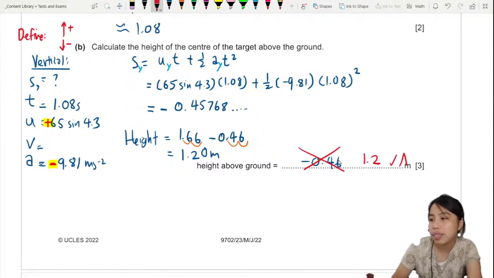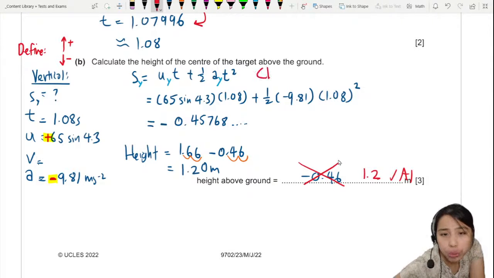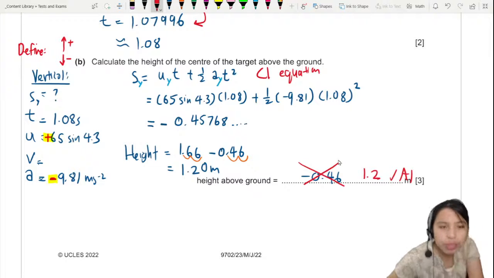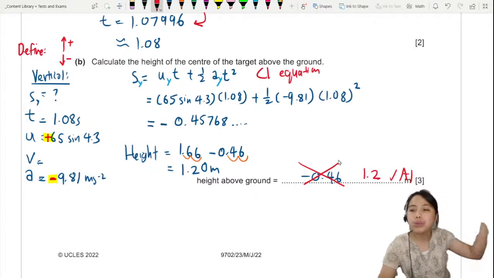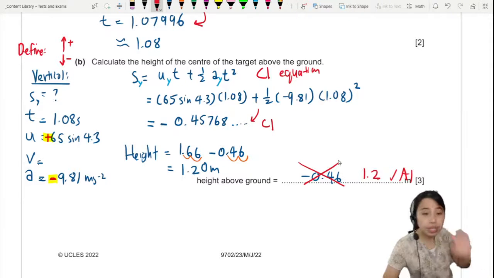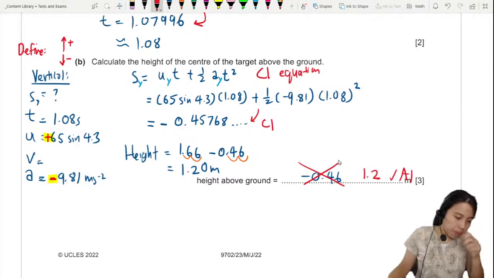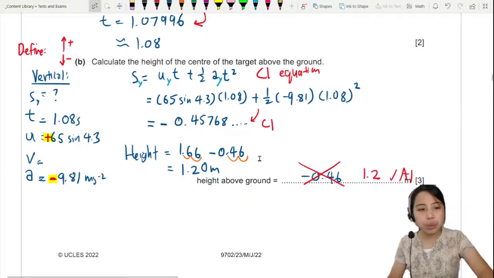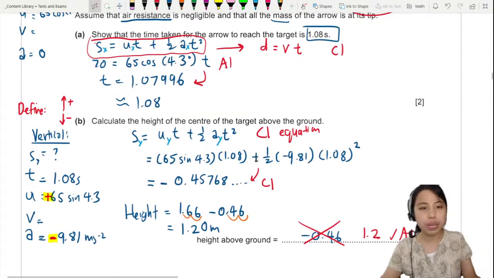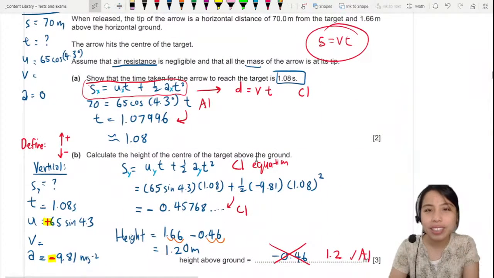Okay, so for the final answer, 1 mark is from your SUVAT equation. 1 mark is if you substitute all the values into SUVAT and get a value here. That's the in-between, but that's not the final answer. So that's this projectile question, a way to solve it. Hope that was helpful in revising kinematics a little bit.